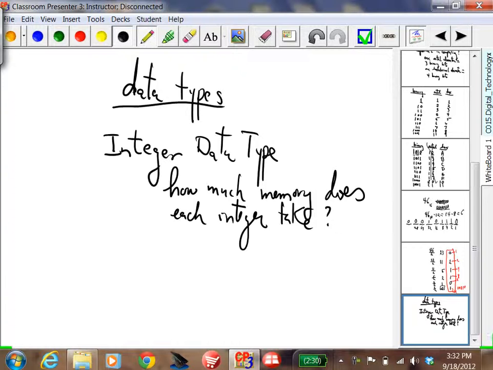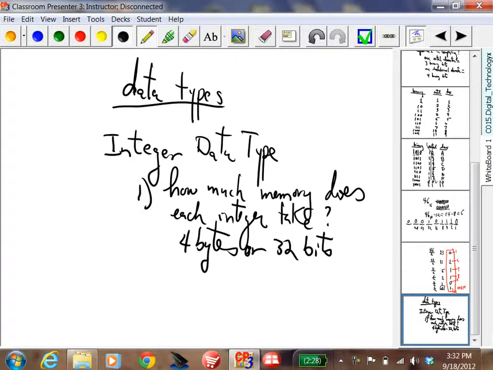How much is that? How much memory does an integer take? 4 bytes. You can either give the answer in bytes or in bits, okay? Yes. Yes. Yes. And also I made it true false.